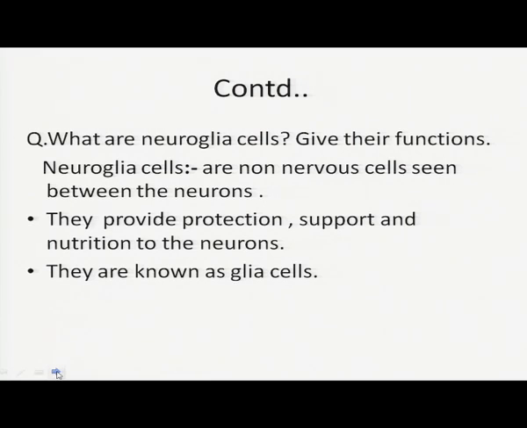What are neuroglia cells? Give their functions. You know already, neuroglia cells are the non-nervous cells that are seen in between the neurons in the nervous tissue, and their functions, they provide protection, mechanical support and nutrition to the neurons. Yet another name of this neuroglia cell is glia cells.